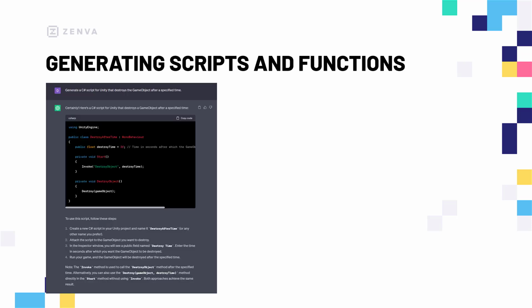So we might say, for example, generate a C# script for Unity that destroys the game object after a specified time. Okay, we are making sure to provide the language that we want the script to be generated in, so C#. We are saying this is a script for the Unity engine, and we are then giving it a description of what we want it to actually do, which is destroying a game object after a specified time. And as you can see, it will then generate that entire script as well as providing some information on how we can actually apply this script, how we can add it to a game object and run it. And yeah, as you can see, it pretty much works as it comes out.